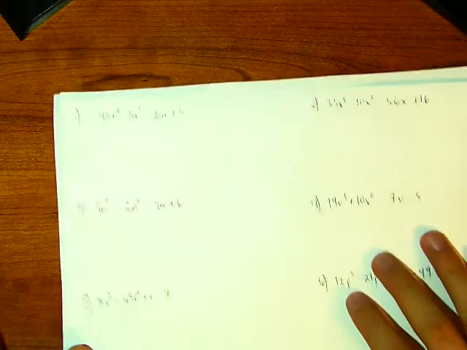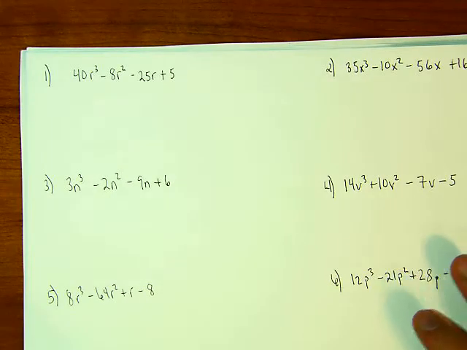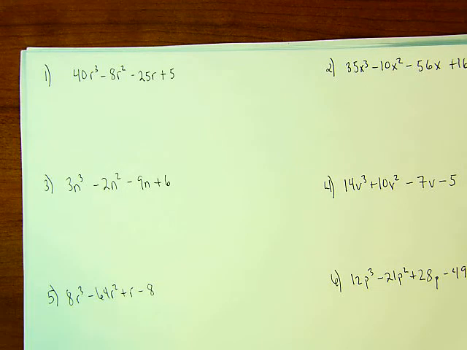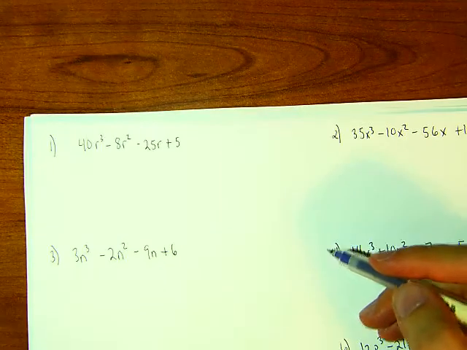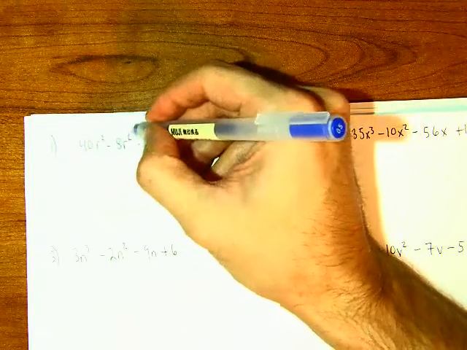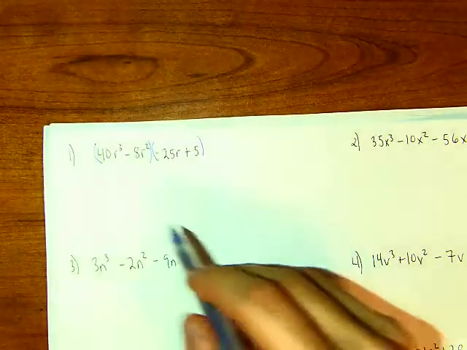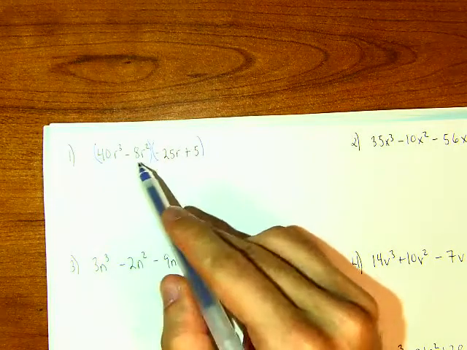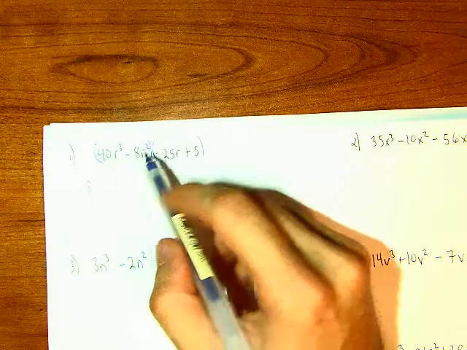So this was the first question. Let me zoom in a little bit. Okie dokie. So remember, follow the steps that were in the previous video. Step number 1, group them. So you have this, and you have a 1, 2 and a 1, 2. Okay. What's the GCF of 40 and 8? It will be 8. What's the GCF of r cubed and r squared? It's r squared.